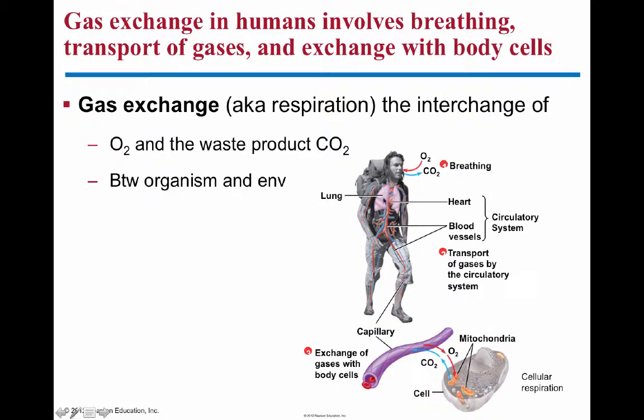In humans, it depends on the lungs and the heart and the blood vessels. And that is what we call the circulatory system, the heart and blood vessels at least. And we're looking at the oxygen coming from the environment into the animal and the carbon dioxide coming from the animal out into the environment.